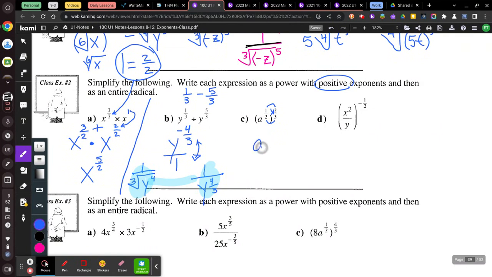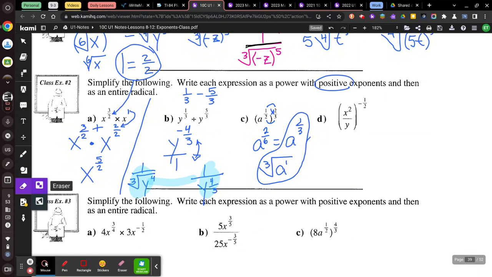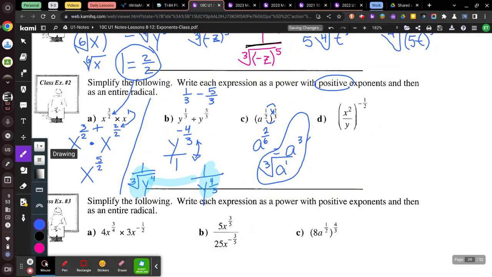So we're going to get a to the 2/6. Always reduce your fraction. So that's going to be a to the 1/3. Now, after this, we're going to put it into a root sign because we can. So that's going to be root a to the 1. So both of these are correct. This is supposed to be a 1/3 once it shows up.